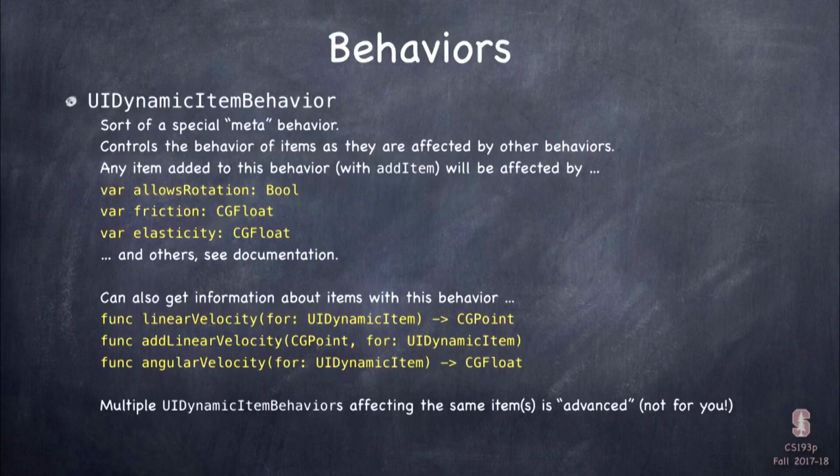Another one is a UIDynamicItemBehavior. This is like a meta behavior. This is a behavior where you specify things like friction and elasticity and whether you allow rotation of the view as it's bouncing off of things. And this affects how all the other behaviors work, right? If you add more friction, then obviously gravity pulls on things, they move slower because they have friction, etc. You can also ask the UIDynamicItemBehavior about all of its items, things like what's your current velocity? How fast are you moving across the screen? Or even how fast are you spinning if you happen to be spinning? So we almost always have all our items in a UIDynamicItemBehavior because we want to be able to set these various things about them.